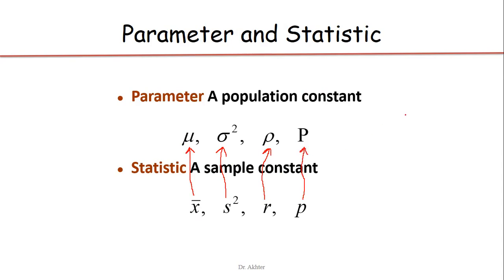The proportion of girl students in IBA is the parameter, while the proportion of girl students in my class is a sample proportion, because my class is a sample of all IBA students.